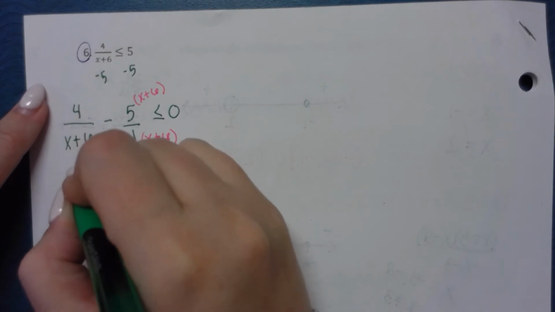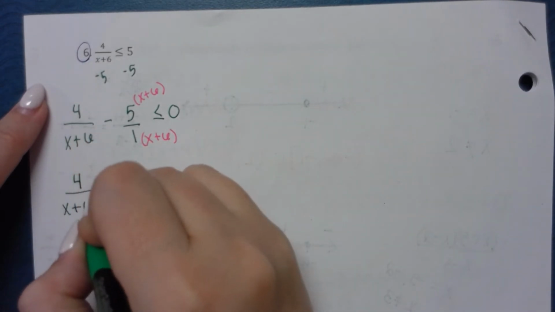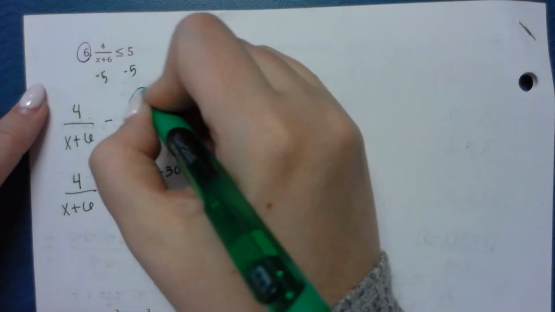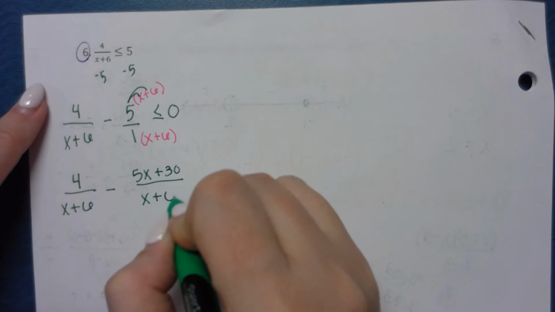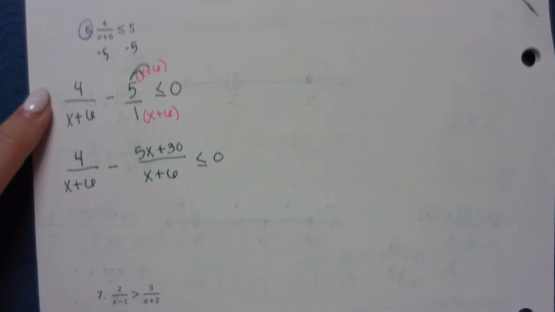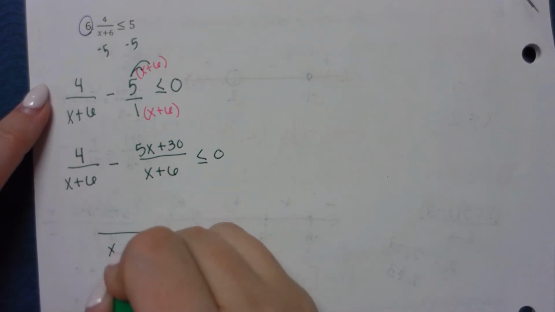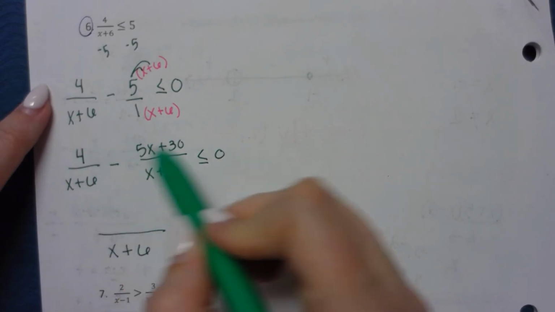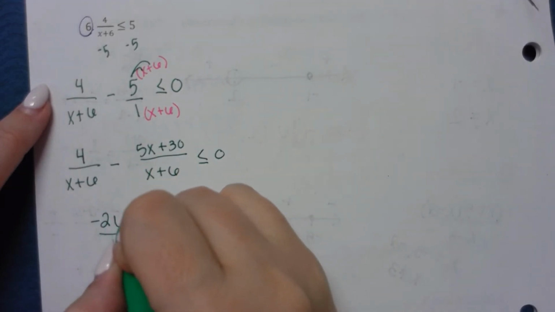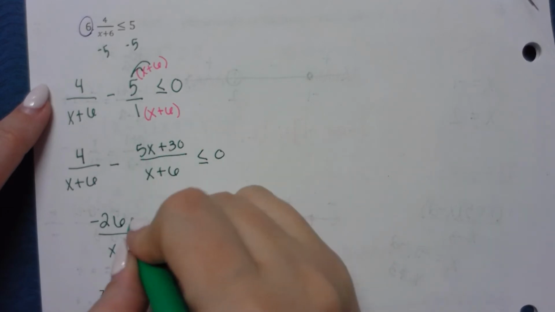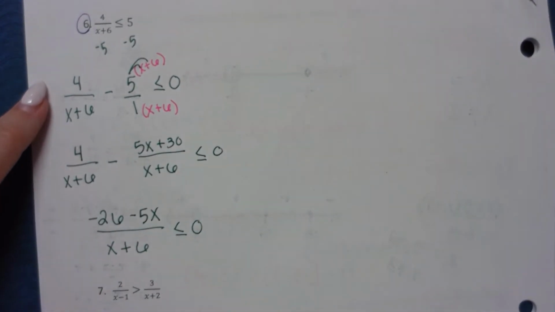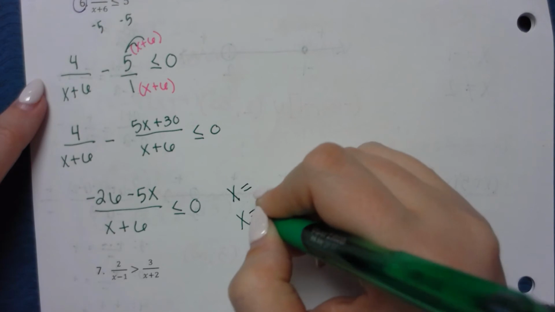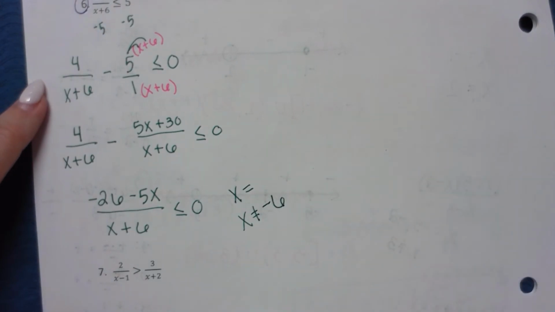So that gives us 4 over x plus 6 minus 5x plus 30, if I distribute this 5x over x plus 6. Now that we have common denominators, we can make it one fraction. But make sure you're careful. So we have 4 minus 30 would give us negative 26. And then we have minus 5x. So now that we have one fraction here, we can say what x equals and what x cannot equal. So x cannot equal negative 6.